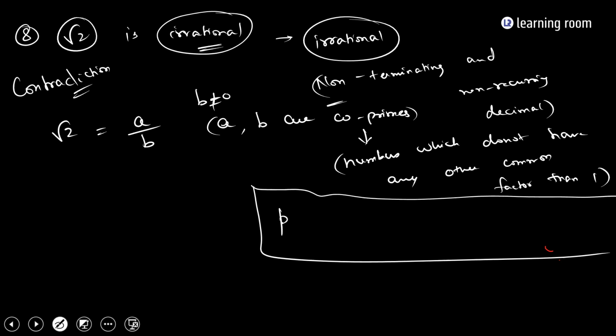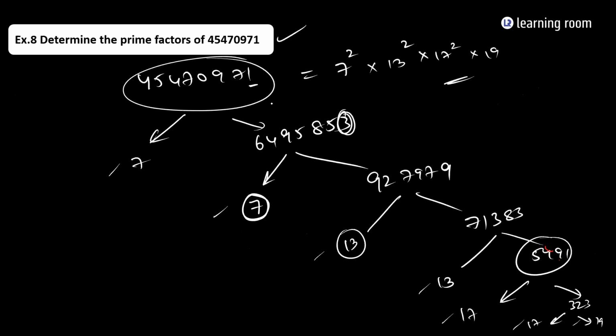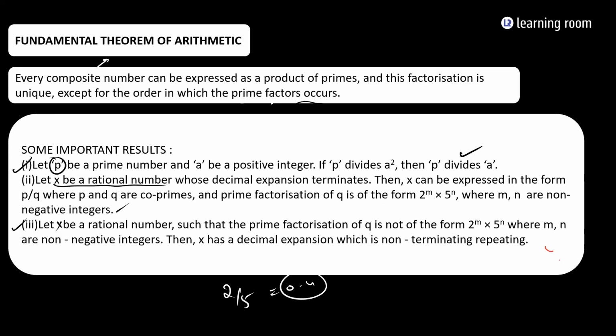Right. Can you repeat the statement? If p square is divisible by a, then p is also divisible by a. What is that a? It is any positive integer. No, think and tell me. Do you have your textbook in front of you? Yeah. So what is the statement?